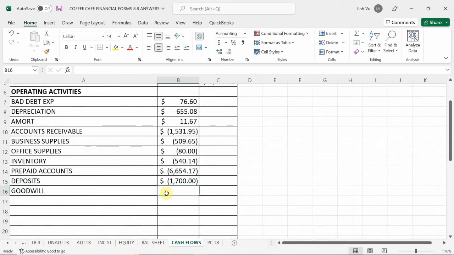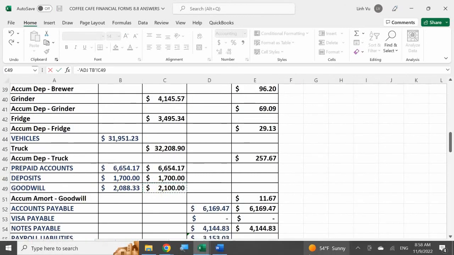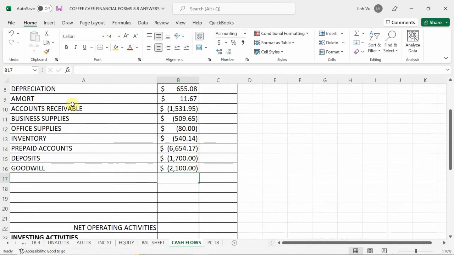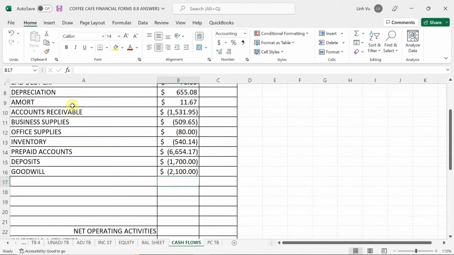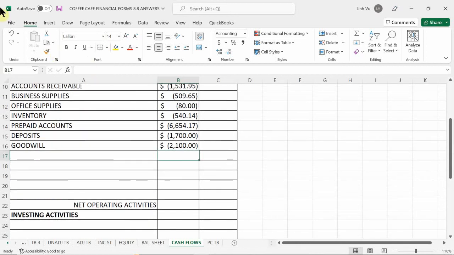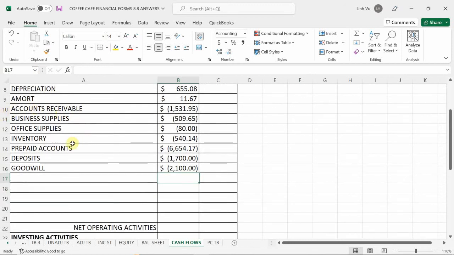Okay, so statement of cash flows. I spent 2100 on my goodwill. So that concludes the first section, which is your operating, oh wait, no, we still got accounts payable. Okay, so that was the first section here. Non-cash, we got to add those back in there. We did our current assets and we did our other assets.